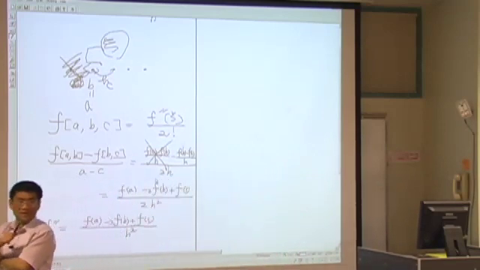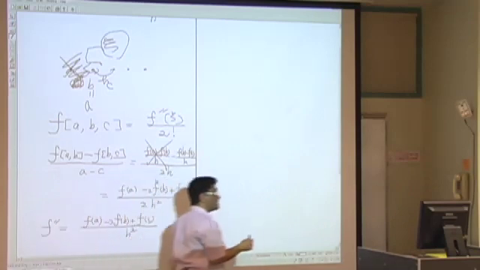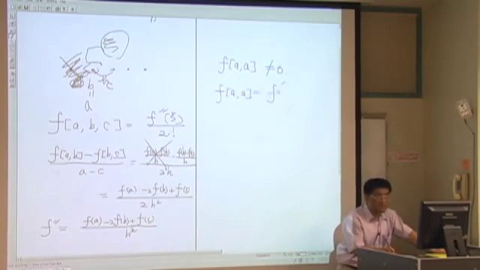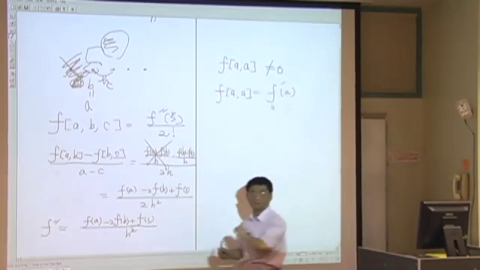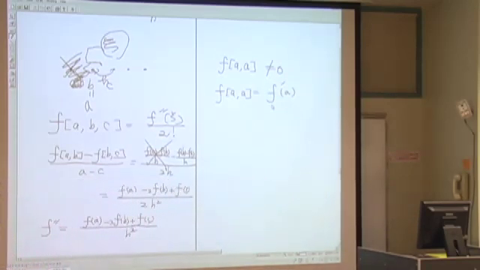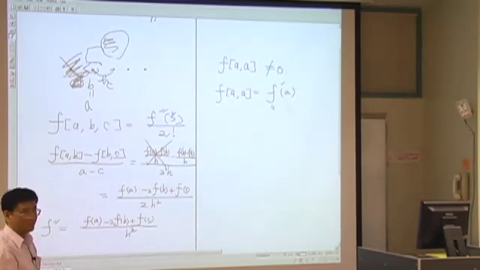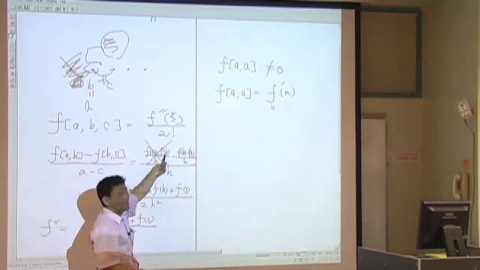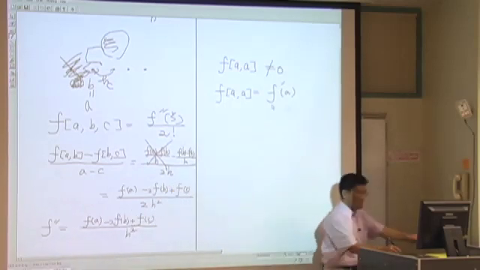F of A and F of B are the same. But in finite difference, f[A, A] is not 0. f[A, A] is defined by this thing. In finite difference notation, f[A, A] is f prime of A, not 0. Because this H goes to 0 and both numerator and denominator go to 0. We cannot use H downstairs either, right?